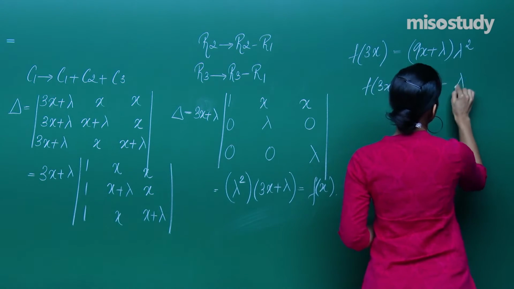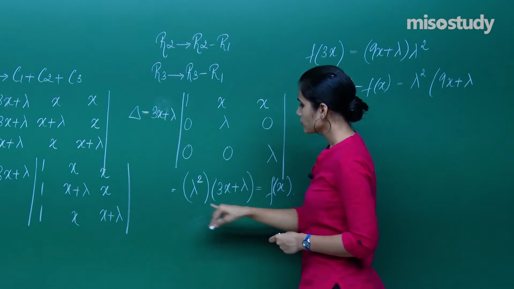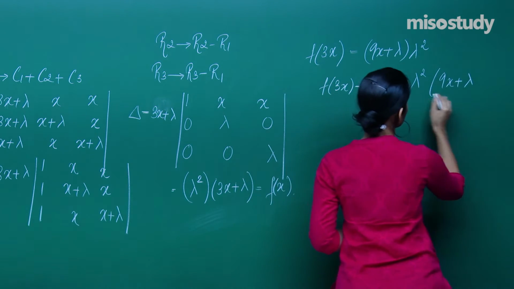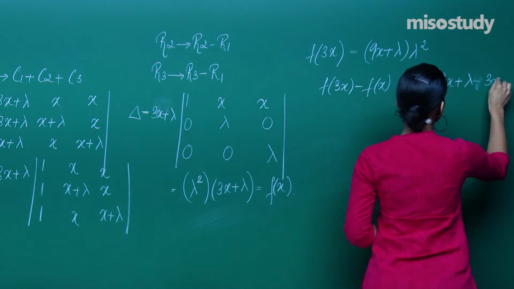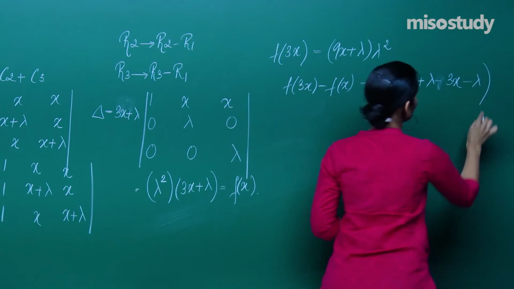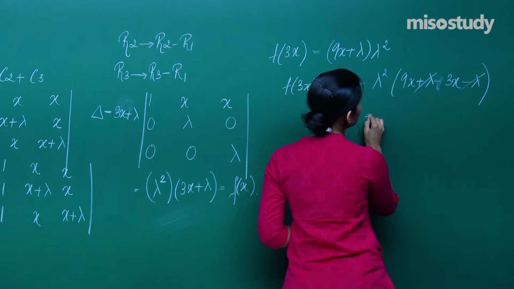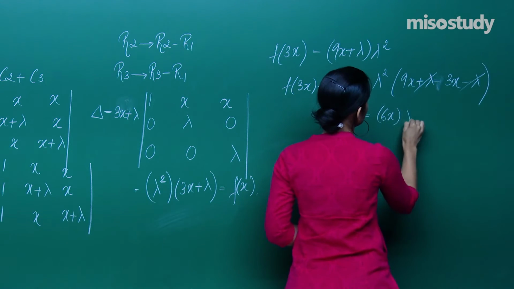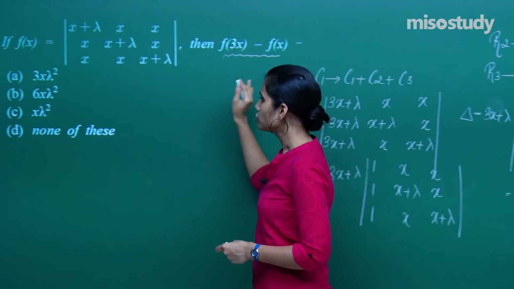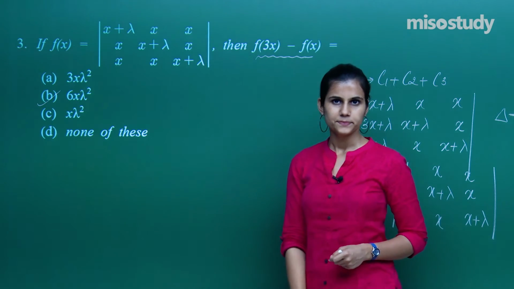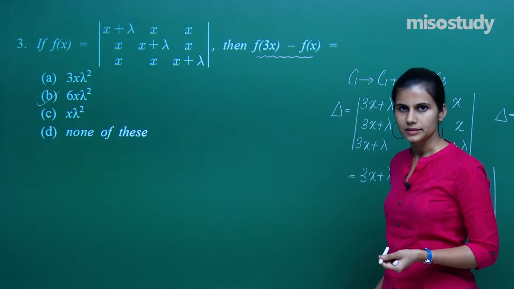f of 3x is lambda squared into 9x plus lambda, minus f of x, which is lambda squared into 3x plus lambda. So lambda squared common, and this is minus 3x minus lambda because we want to subtract it. Plus lambda minus lambda cancels. You have 9x minus 3x, which is 6x, into lambda squared, and therefore this quantity comes out to be equal to 6x into lambda squared. Nothing great, I just used the row operations to evaluate the determinant and I got my answer.